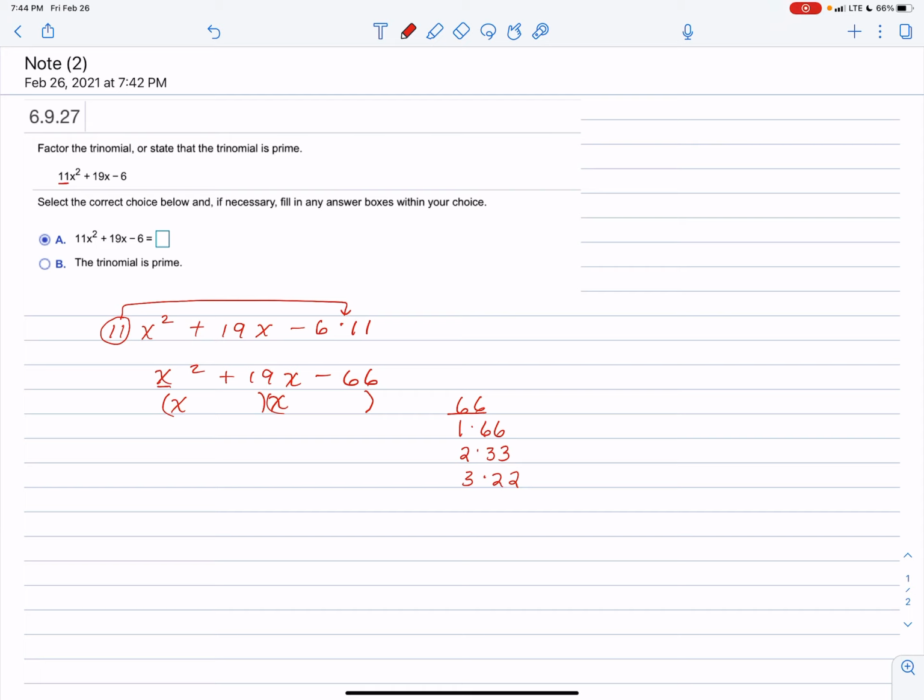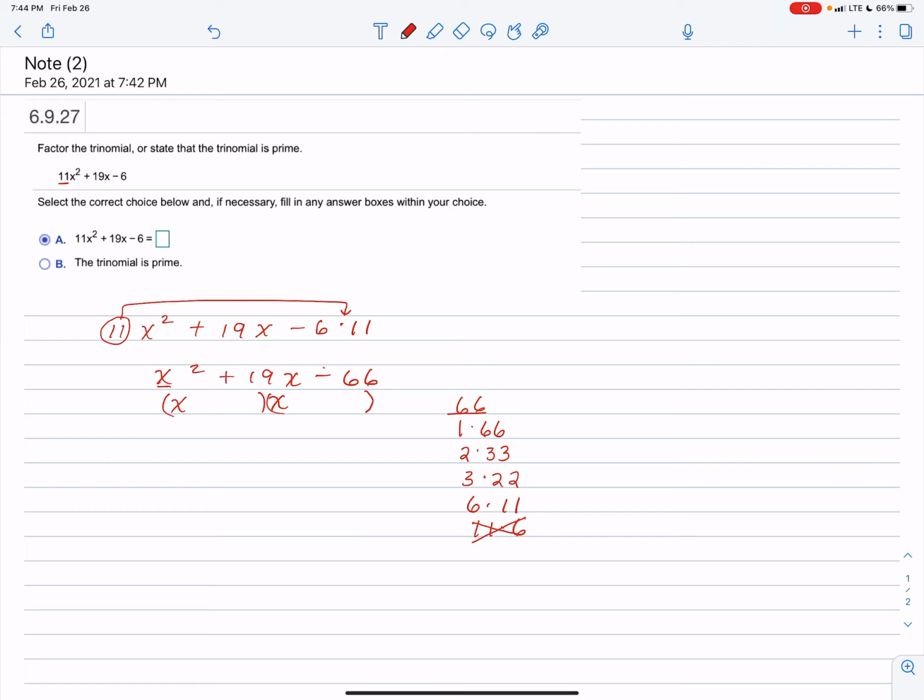4 doesn't go into 66 evenly. 5 doesn't. 6 goes in 11 times. 7 doesn't go in. 8 doesn't go in. 9 doesn't. 10 doesn't. 11 goes 6 times. So I just went down the list, trying each natural number 1, 2, 3, till I got factors that repeat. That tells me that I have them all.